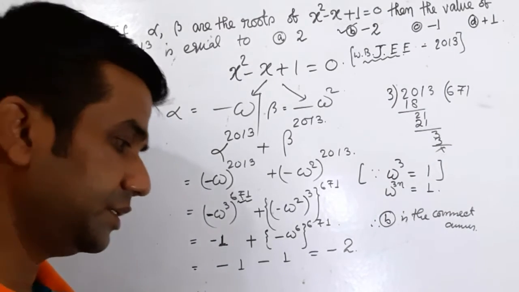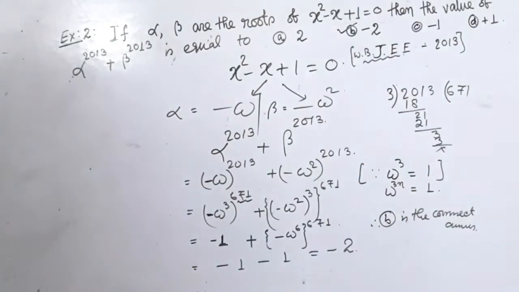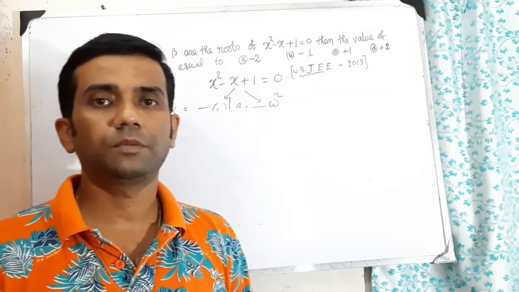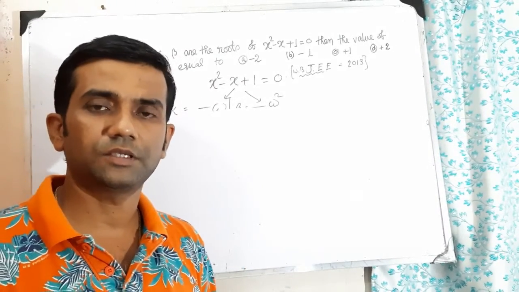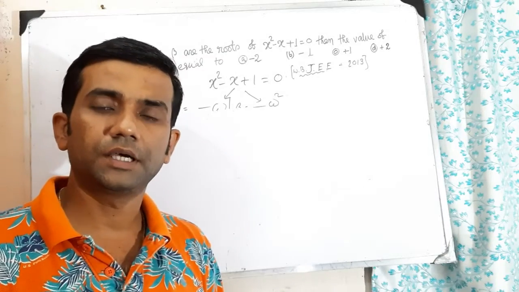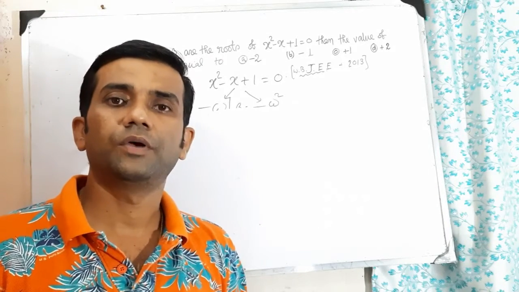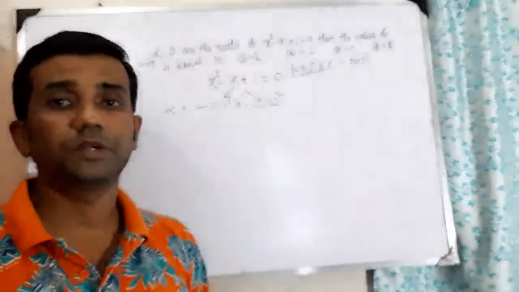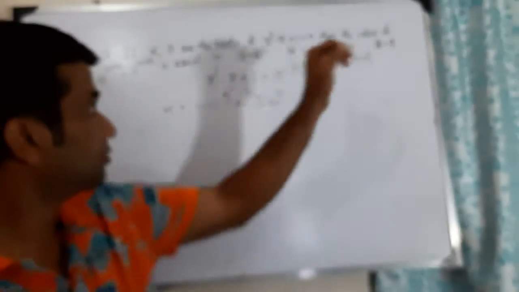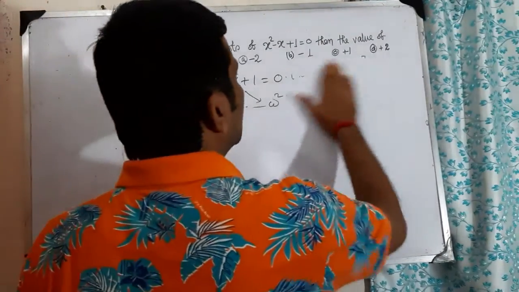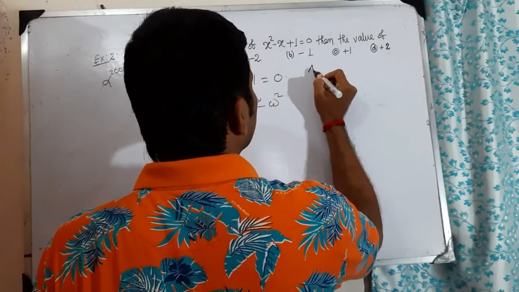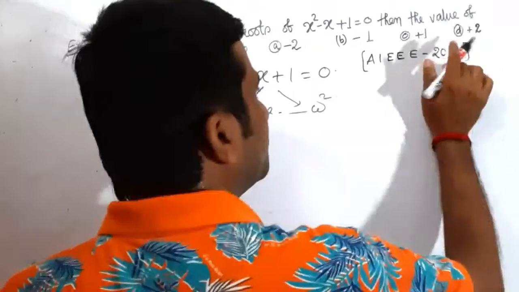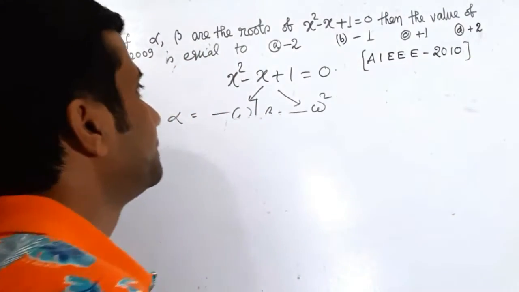Now the next problem is x square minus x minus 1 plus x square minus x plus 1 is equal to 0, and alpha, beta its roots. Then we have to show that alpha to the power 2009 plus beta to the power 2009 is equal to minus 2, minus 1, 1 and 2. This is in the AIEEE exam.